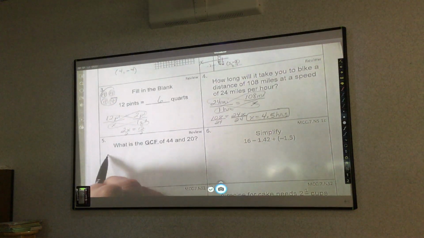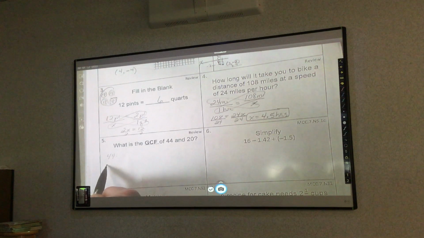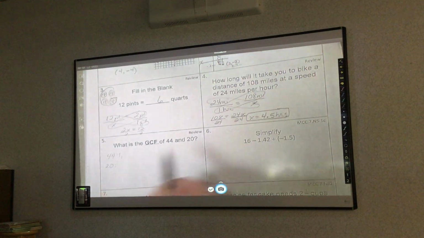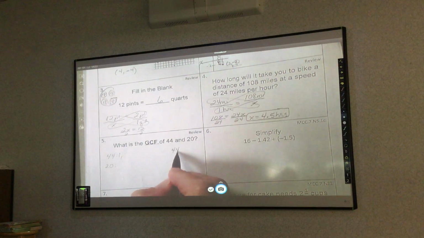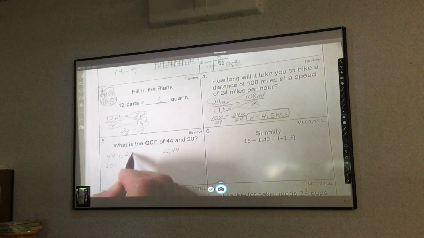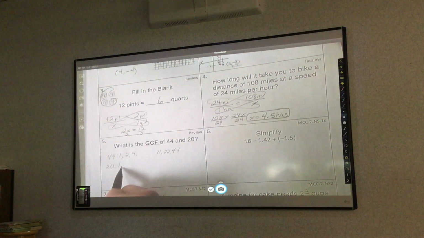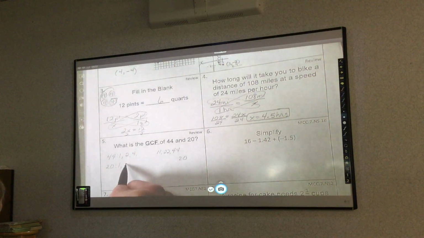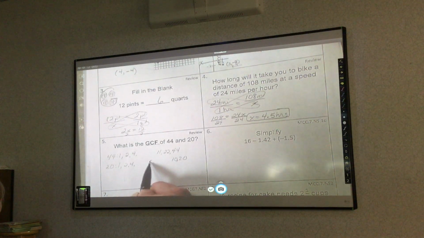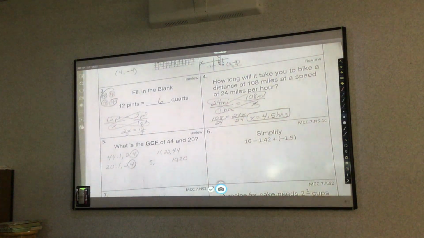Greatest common factor, you have to find all the factors, right? Of 44 and 20. The factors of 44 are 1 and 44, 2 and 22, 4 and anything else? So 1 and 20, 2 and 10, 4 and 5, and so our greatest common factor is 4.